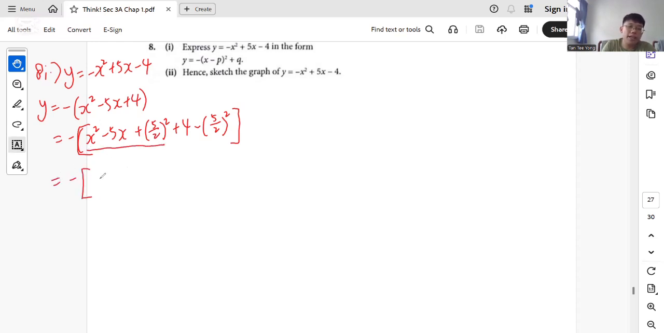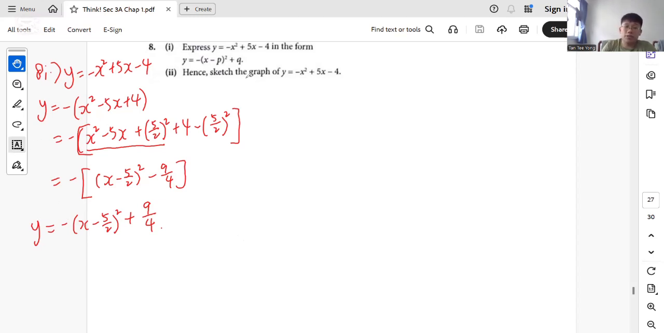This part is where you complete the square. So negative bracket, and this is x minus 5 over 2 squared. Then the rest behind is just pressing the calculator, very easy. 4 minus 5 over 2, the whole thing squared, and that will give me minus 9 over 4. So y equals negative bracket x minus 5 over 2 squared plus 9 over 4. This is for 8 part 1. Now let's go on to 8 part 2.